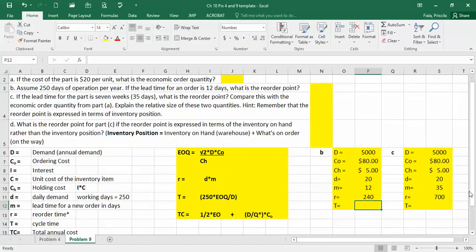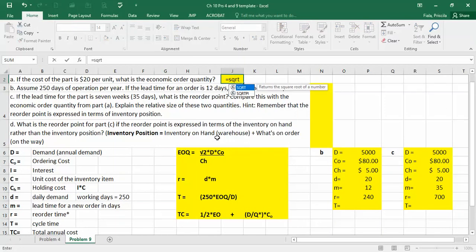So part A says, if the cost of the part is $20 per unit, what is the EOQ? So now we're going to be using this formula over here. I'm going to do equals the square root of 2, that number doesn't change, times my annual demand, which is 5,000, times my ordering cost, which is 80, divided by my holding cost, which is 5.